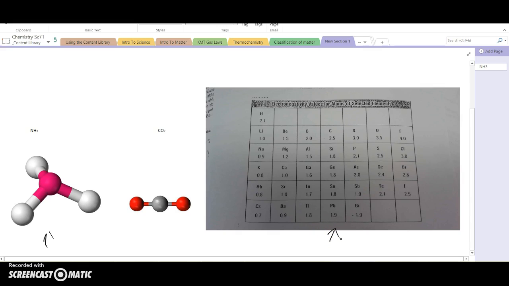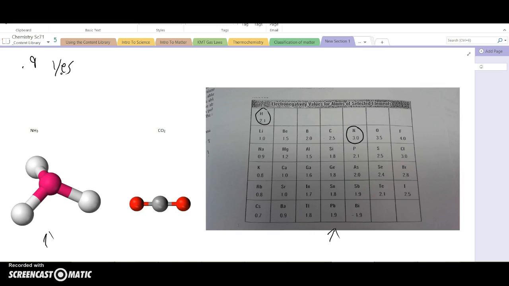So I'm going to start off the same way we did when evaluating polar bonds. I want to determine if NH3 has polar bonds. So I'm going to look at nitrogen, which has a value of 3.0, and hydrogen, which has a value of 2.1. That's an electronegativity difference of 0.9. So yes, it has polar bonds, but it doesn't necessarily mean that it's a polar molecule.